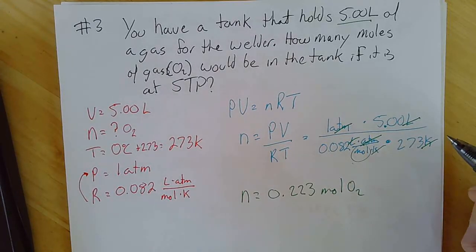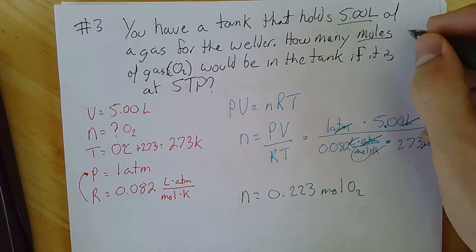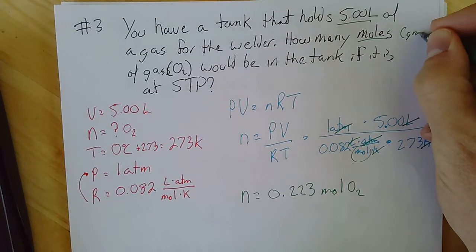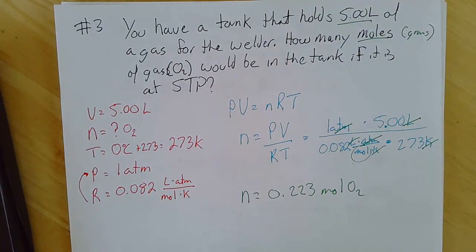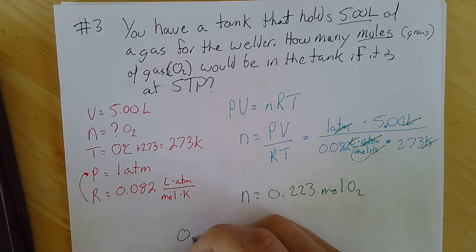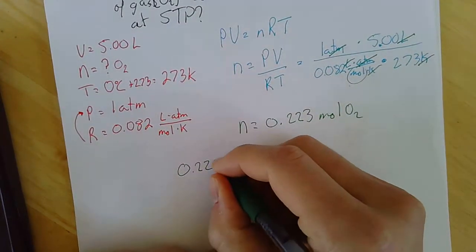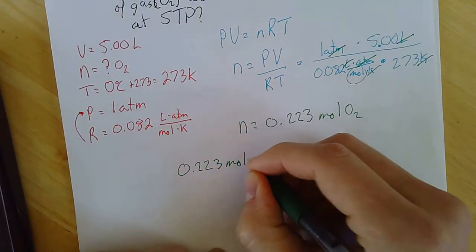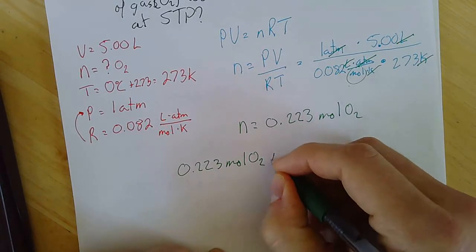What if it said, instead of moles, what if it asked for grams? Okay, we would do the exact same thing, and maybe that makes a little bit more sense because grams is a little bit more useful to us, right? But all we do is we take this number, we take our 0.223 moles of O2, right?